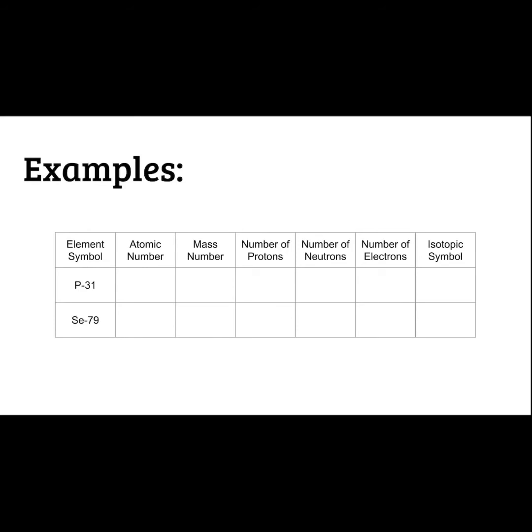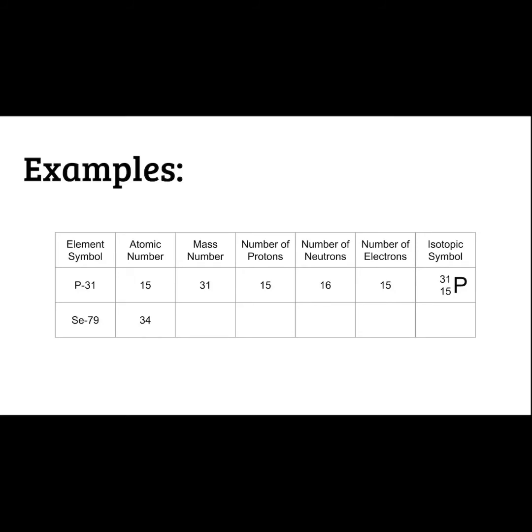So let's do some examples. I have P-31. Right away I can look at my periodic table and find the atomic number. So for phosphorus it's 15. That tells me protons, and it also tells me electrons. It's written in hyphen notation, which means that 31 is my mass number. To find neutrons, I can say mass number minus atomic number, so 31 minus 15, and that gives you 16. Finally, I need to write it out in isotopic symbol or isotopic notation. So it would look like this with the mass number on top and the atomic number on the bottom.